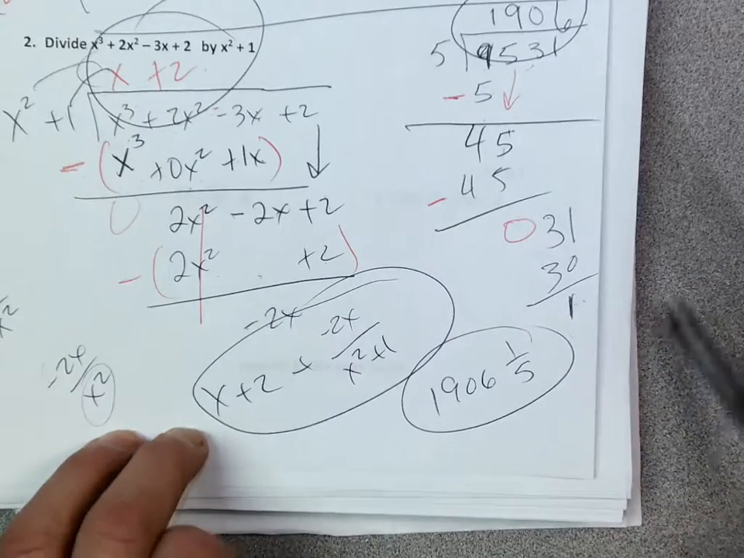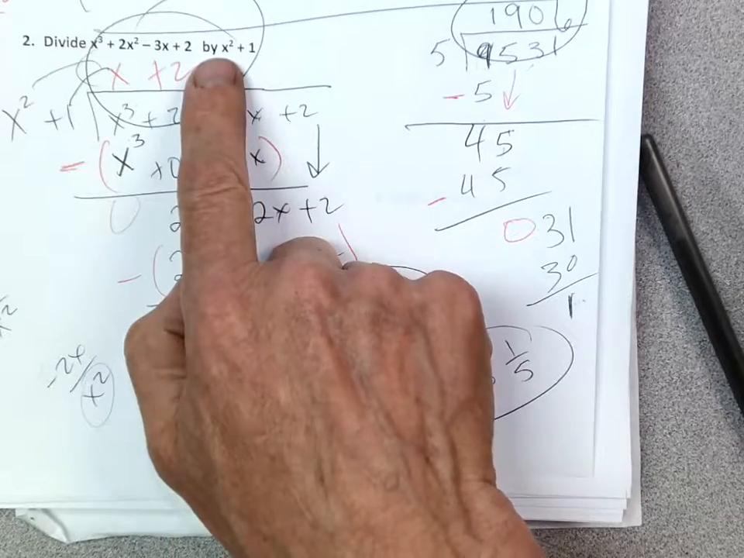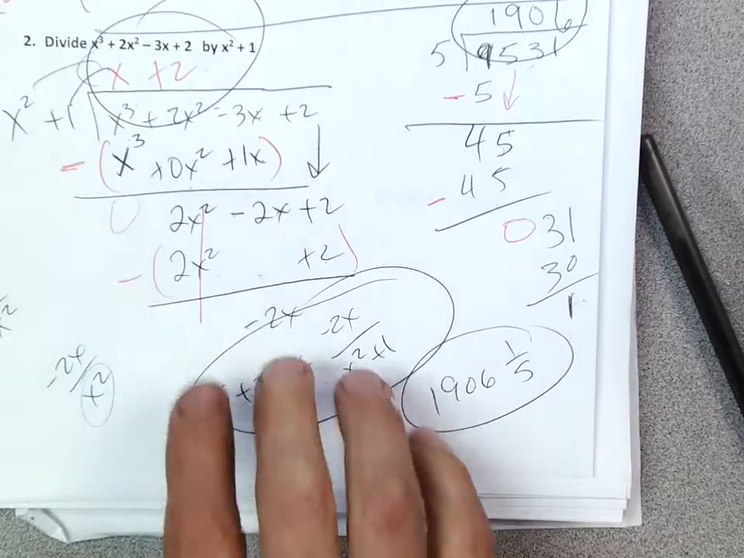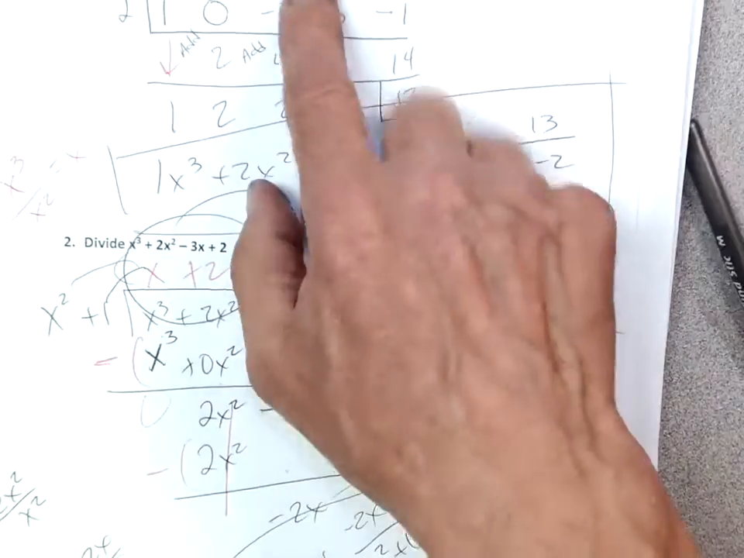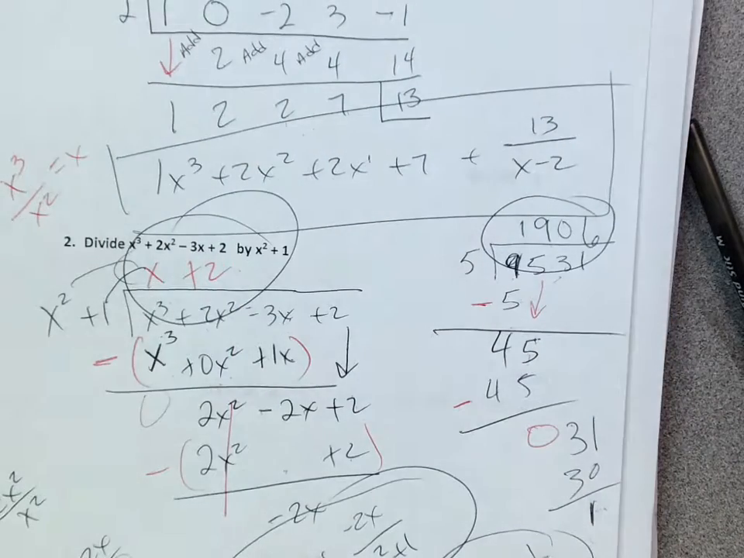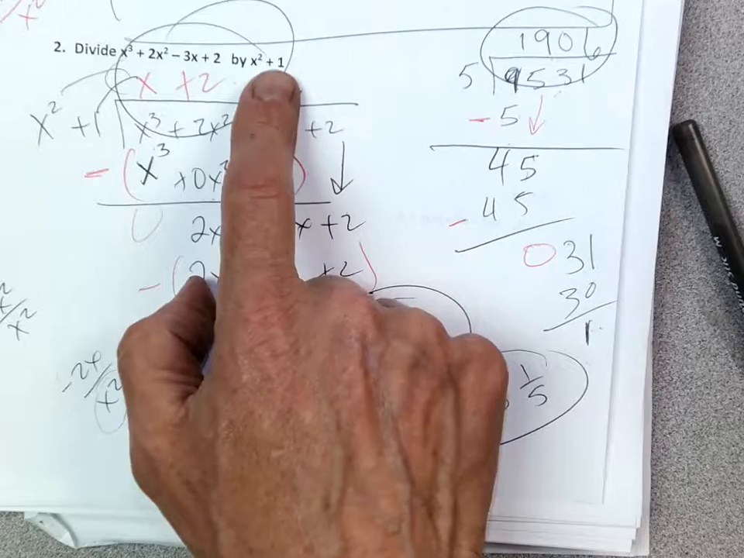Now, when do we have to do long division? If it's not just plain old x plus or minus a number, if it's x squared or anything ugly like that, we have to do long division. If it's plain old x minus 2, x plus 3, we do synthetic division. Much easier, right? Are you going to have to do one like this? Maybe as an extra credit problem?